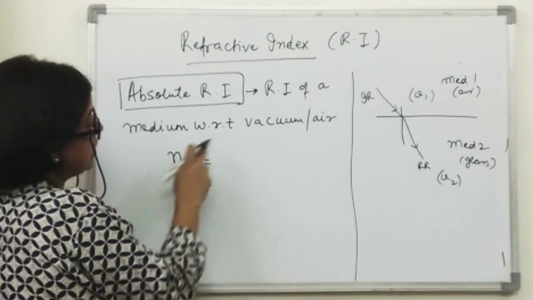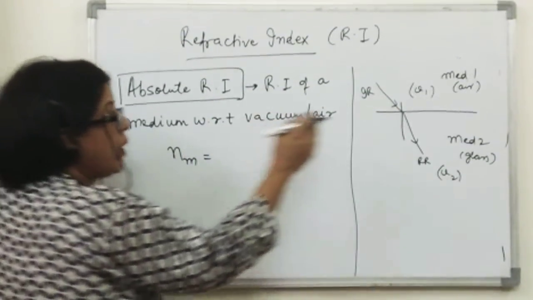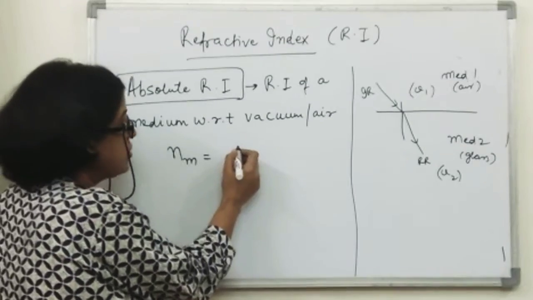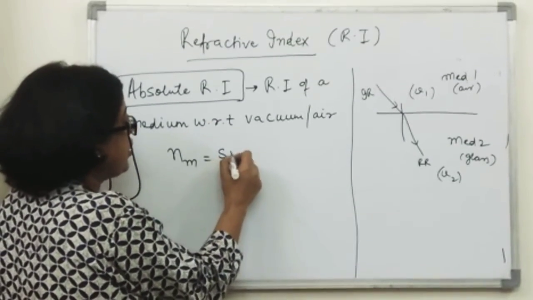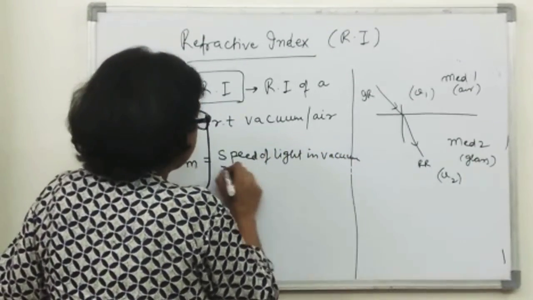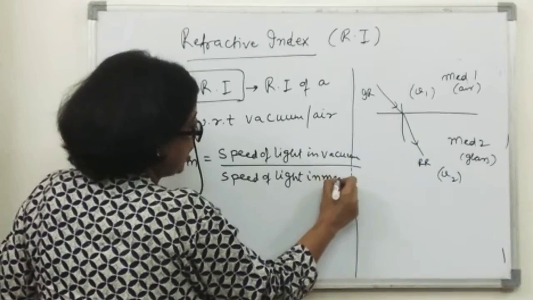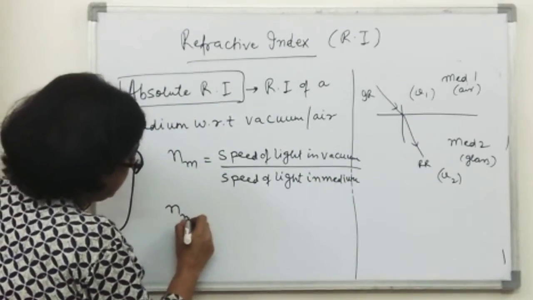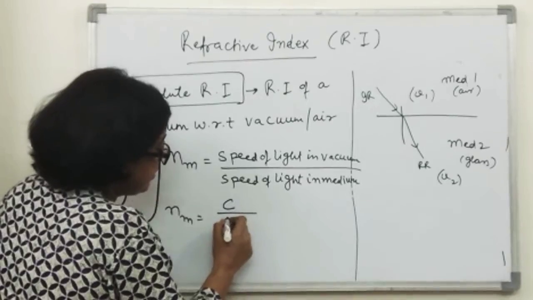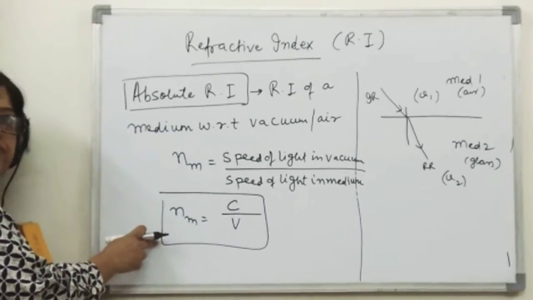Fine. So it is the refractive index of the medium with respect to air. That means medium 1 is air and medium 2 is the medium. So we will have in the numerator the speed of light in medium 1, so it will be speed of light in vacuum or air, divided by speed of light in the medium. So Nm will be equal to C, which we used to denote speed of light in vacuum or air, divided by speed of light in the medium, which is V. Fine. So this is the formula for absolute refractive index.